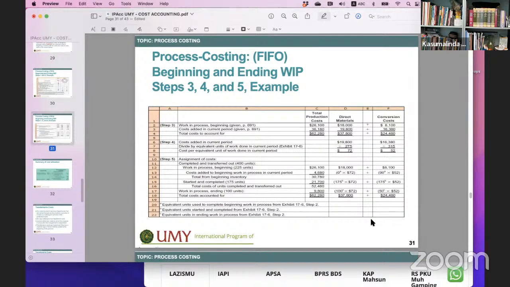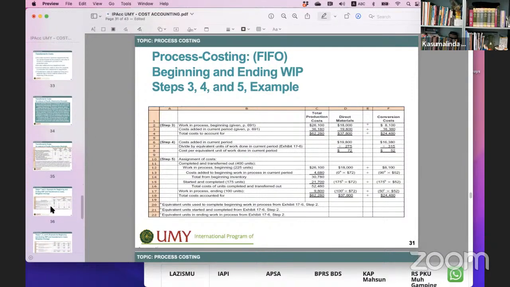Okay, so we got this one, we total up, and we got the items. We total the items for total completed and ending work in process. So we got the cost accounted for. Okay, and the cost accounted for should be the same as above here, total cost to account for. Okay. All right, so managed to finish until FIFO method.